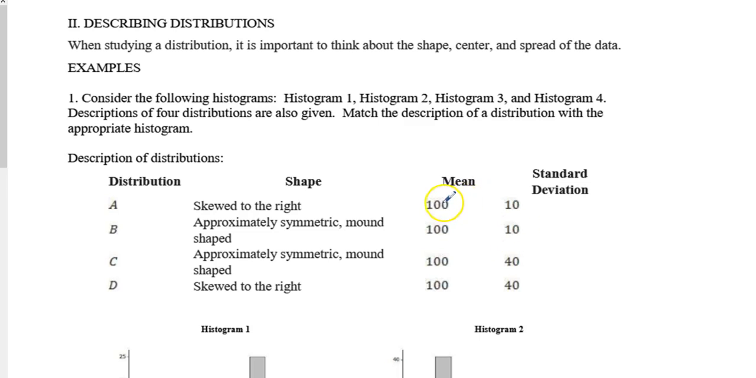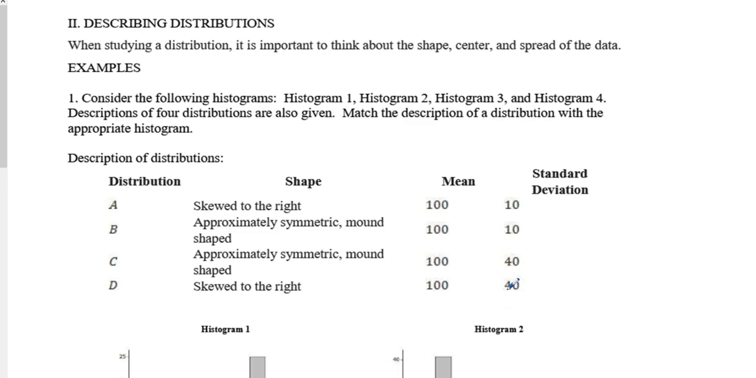So the mean for all of them is 100. Typically the balance point or the middle of the data is about 100. And the standard deviation, though, is different. So think about what it means to have a small standard deviation versus a large standard deviation.